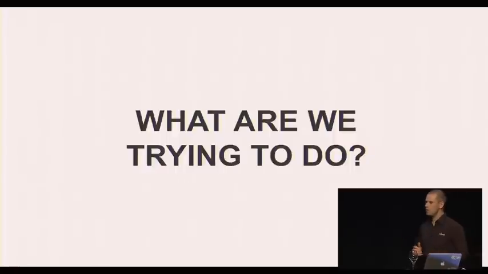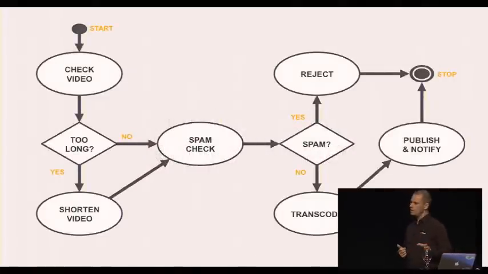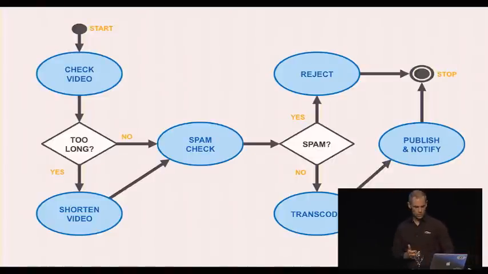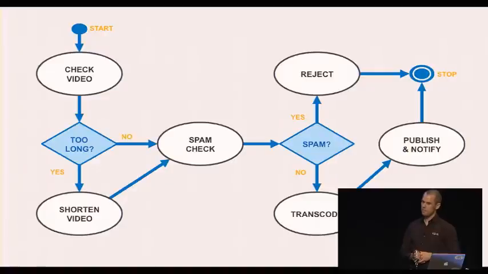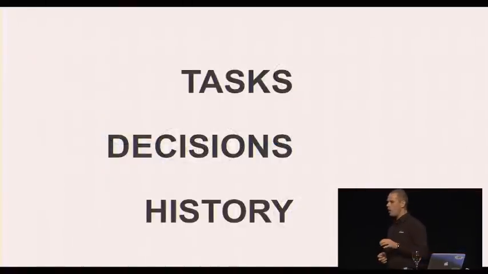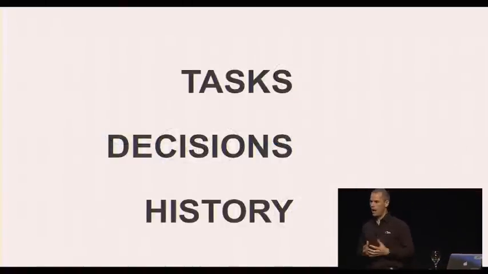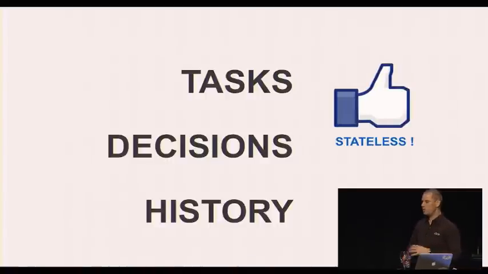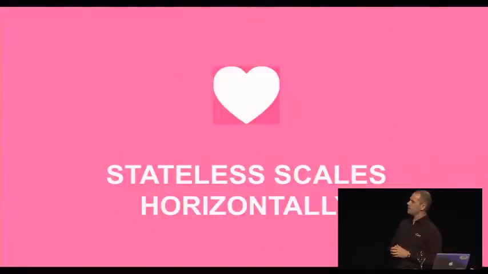So what are we actually trying to do here? If we look at the process flow, what we see is that it consists of a series of tasks and also a series of decisions. And it would be great also if we could have a history of jobs as they flow through our process. And if we can make the whole thing stateless, that's even better, because we all know that stateless scales horizontally.